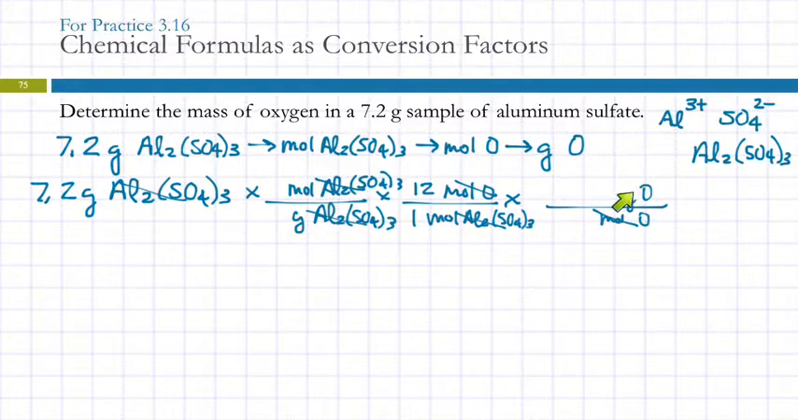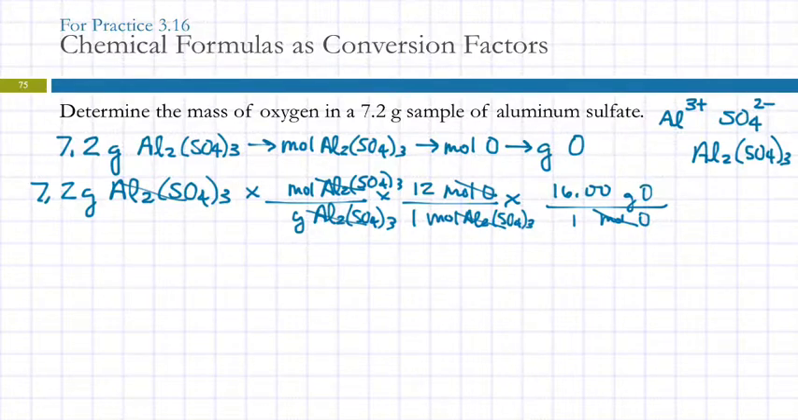What's this number? Grams of oxygen to moles of oxygen. 15.9994, or I just use 16.00. That's straight off the periodic table. Now this one. How do we get this one? We got to add some stuff up. We got to do some math.